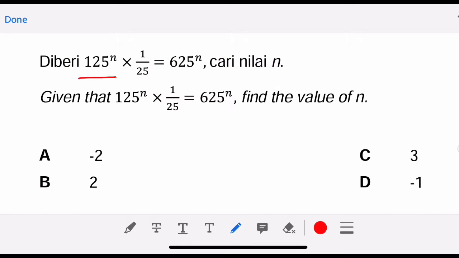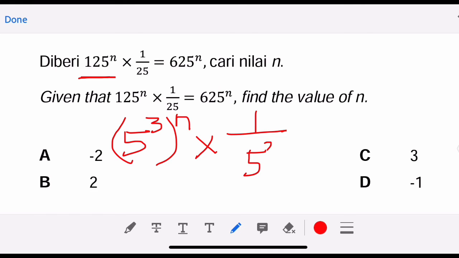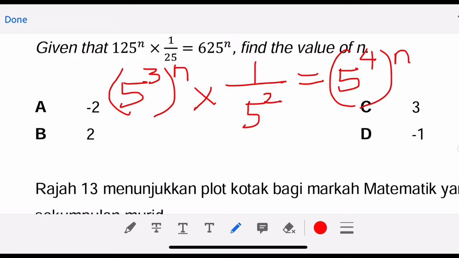Okay, for this question, the base is 5. When you see 125, you can try 5 power 3 is 125, right? Then the n is just beside, multiply. When you see 25, you can press your calculator. Square root of 25 is 5. That means 5 squared is 25. Then 625, you try to use a calculator. 5 squared, 5 cubed, 5 power 4, right? Isn't it 625? You try and see. I'm sure you get 625, right? You can always use a calculator. Now you can just multiply, right? The power 3n.